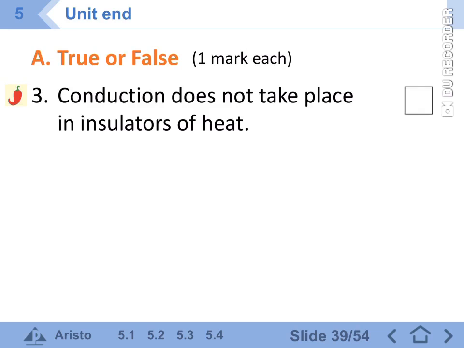Now, conduction does not take place in insulators of heat. Is it true or false? Give it a second, think about it. Does it take place or does it not take place? False. It can take place. So conduction does take place in insulators, but not very effectively, that's all. But it still happens. That's why it's false.